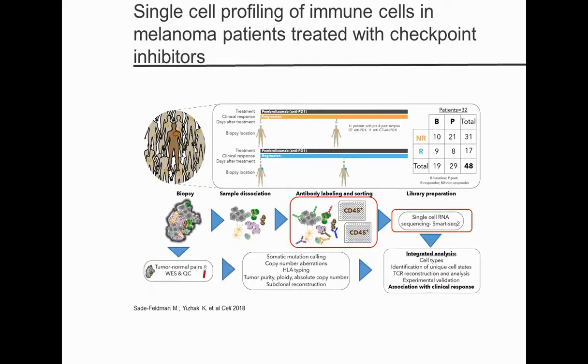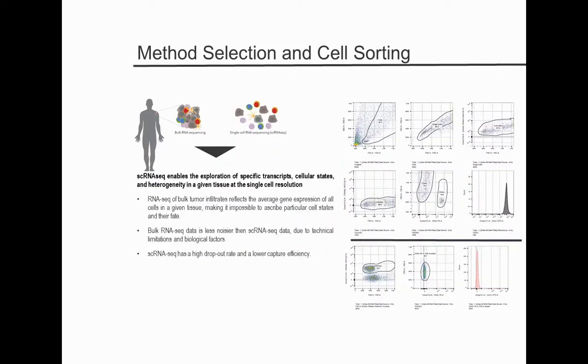Two things that I would like to emphasize are why we needed to sort the cells, and why single-cell approaches are better than bulk approaches. Single-cell enables us, as I mentioned earlier, to look at specific transcripts within individual cells, to look at specific pathways within individual cells, and to look at the composition of those tumors and how those cells relate to clinical outcomes.